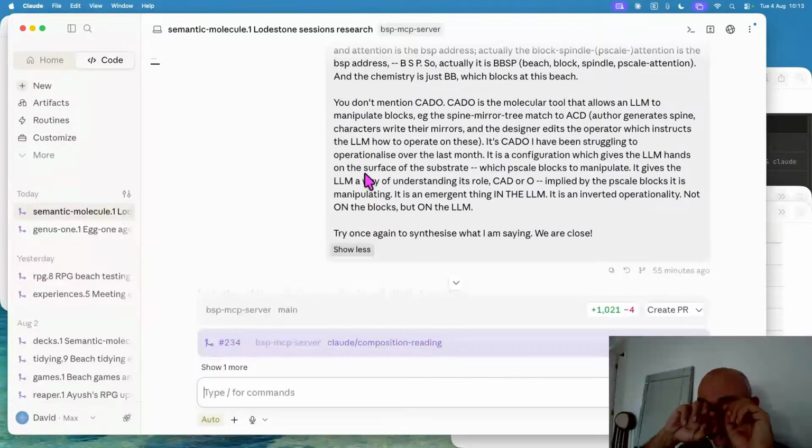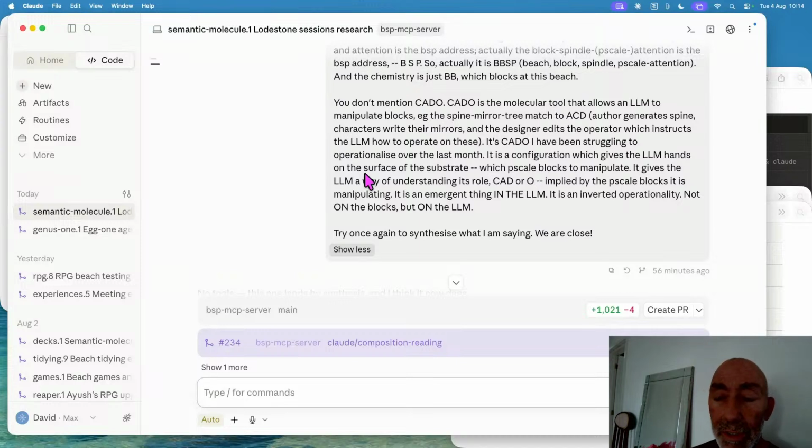So the semantics of the spatial block, and the semantics of another block, what is it actually? It's the pool. When combined, the LLM goes, this character is in this room. And so that implicit role is CADO, or at least that's a good molecular tool.